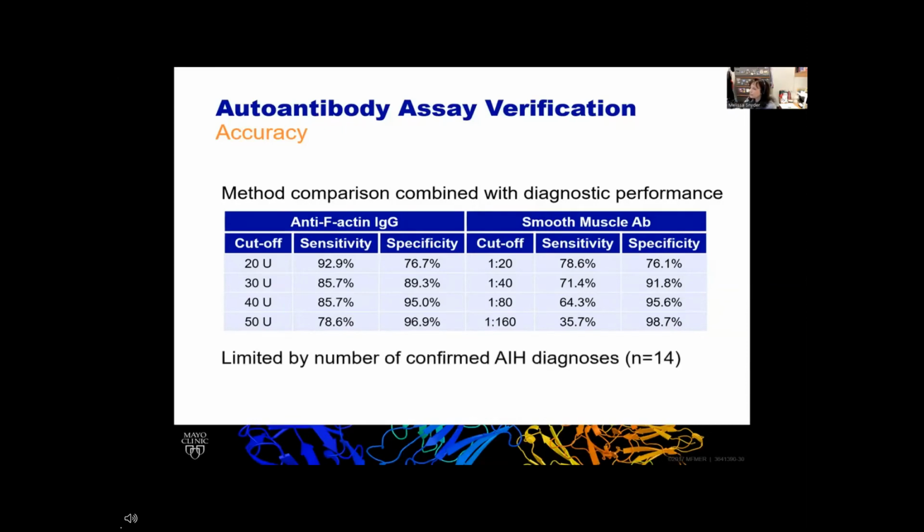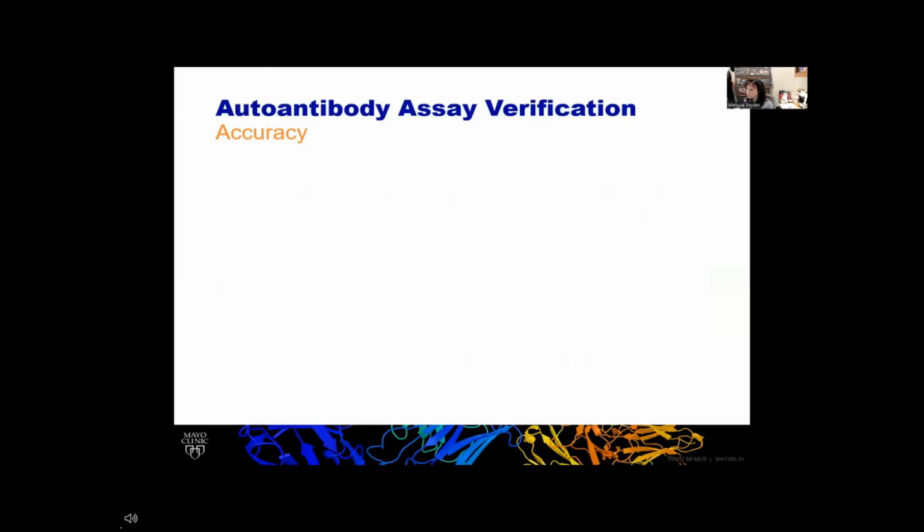Again, that caveat that I would mention here is that we had a limited number of confirmed autoimmune hepatitis diagnoses, only 14 in our entire cohort. Now, again, does that mean that some of those patients who maybe had a positive smooth muscle and a negative F-actin didn't actually have autoimmune hepatitis? It's possible. And I think a more robust evaluation for those clinical diagnoses would have been necessary to evaluate that. But it's just, again, trying to show how you might combine your analytical comparison between methods or between related autoantibodies and including clinical information.